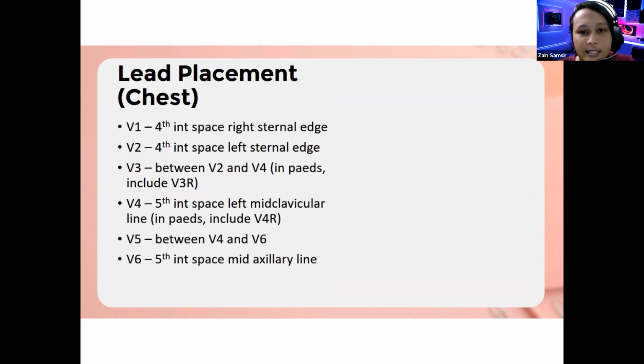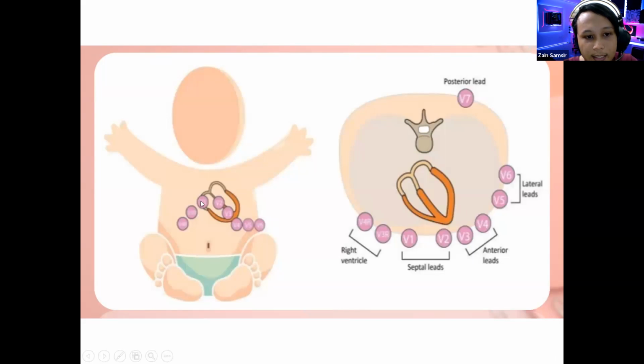Next is the chest leads in pediatrics. It's almost the same as adults, but sometimes we can put V3R and also V4R for the right side. So let us go one by one. Lead V1 at the fourth intercostal space, right sternal edge. V2, same, fourth intercostal space, but at the left sternal edge. Next, we must put V4 first before we put V3. V4 is at the apex of the heart, which is the fifth intercostal space, mid-clavicular line. After that, we put V3, which is in the middle between V2 and V4.